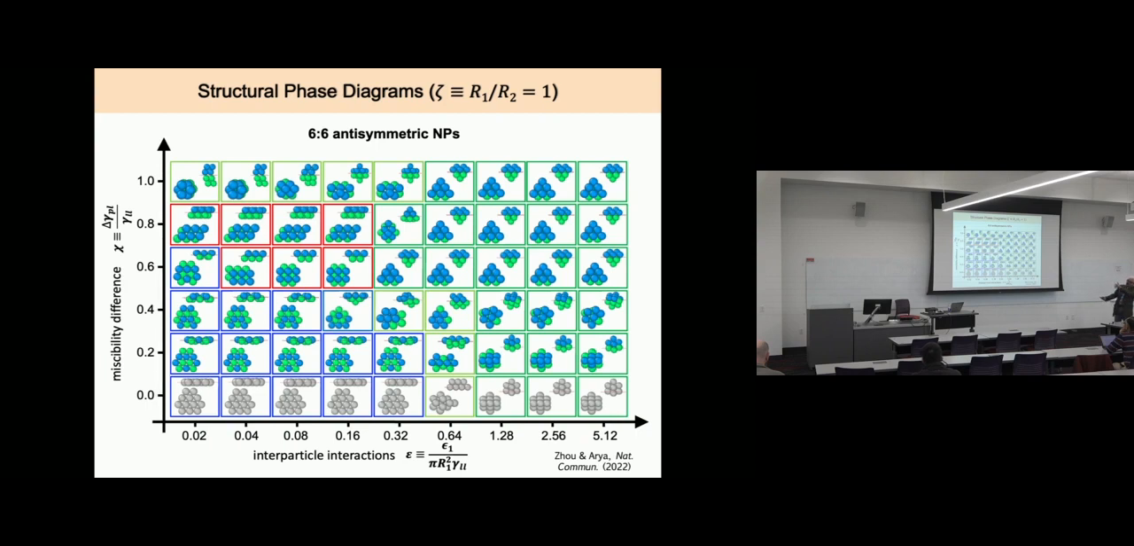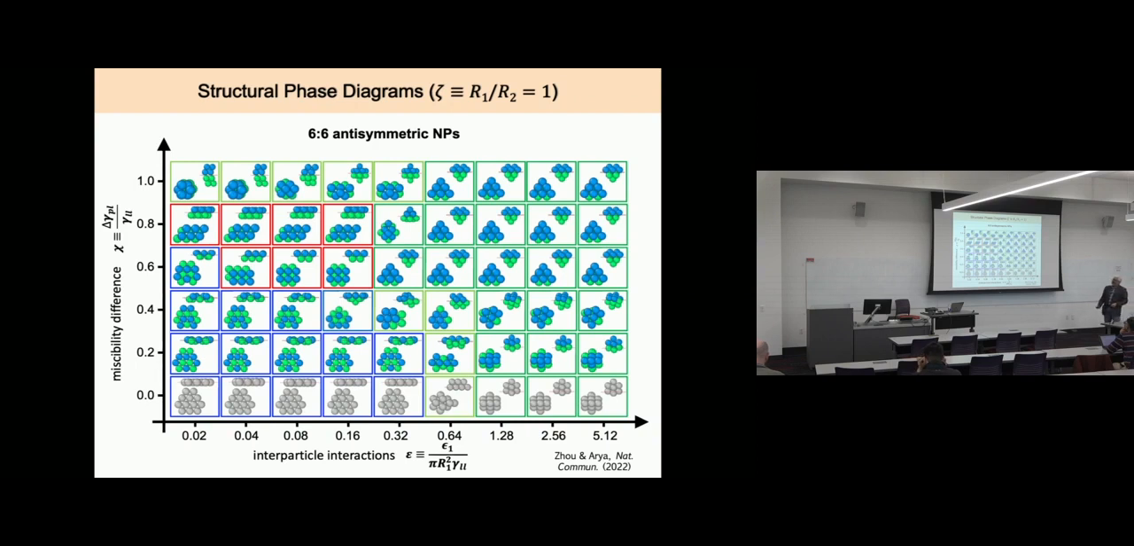So basically what I'm doing here is, maybe I should back up, this is basically a cross-section of that structure phase diagram for the condition where the particles are of the same size. Okay, and here I'm plotting these structures that you get as a function of that interparticle interaction strength and that miscibility difference. So as you go further up here, that means your particles are getting pushed further and further away from the interface, the 2 layers of particles.